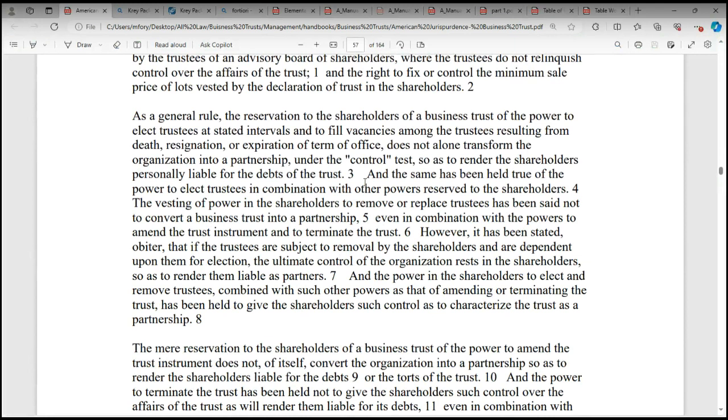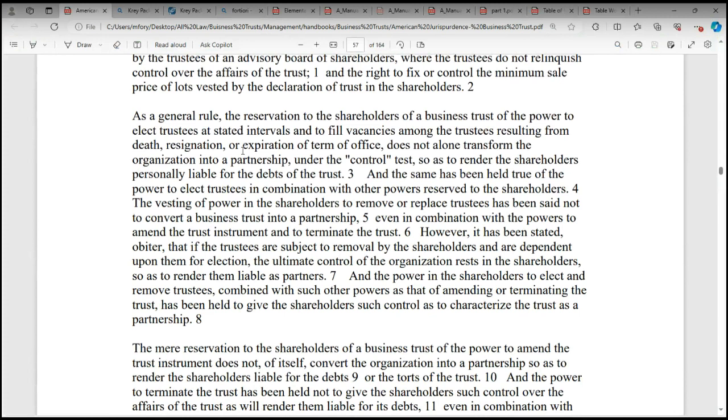And the same has been held true of the power to elect trustees in combination with other powers reserved to the shareholders. The vesting of power in the shareholders to remove or replace trustees has been said not to convert a business trust into a partnership, even in combination with the powers to amend the trust instrument and to terminate the trust. However, it has been stated obiter that if the trustees are subject to removal by the shareholders, right?